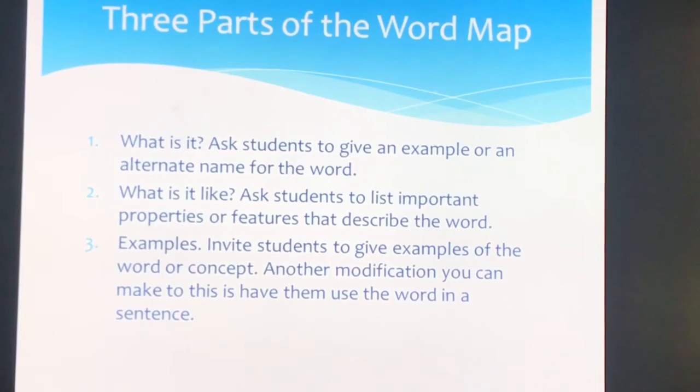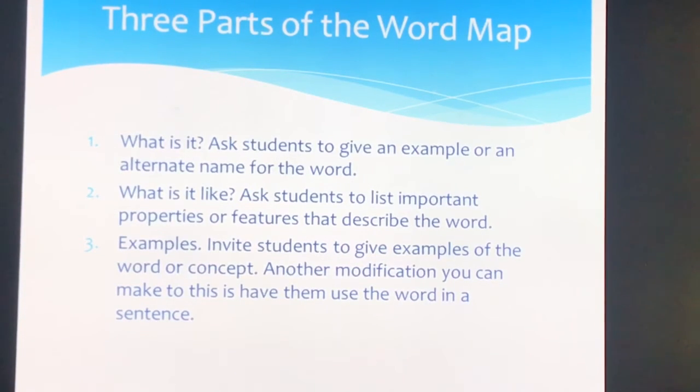So the three parts of the word map: what is it? You're going to ask the students to give an example or an alternate name for the word. What is it like? You're going to ask students to list important properties or features that describe the word. And examples. You want to invite your students to give examples of the word or concept, even if they may be far-fetched or not exactly what you're looking for. You really want them to give as much input as they can.